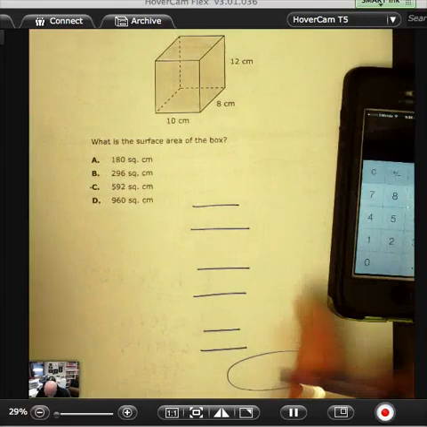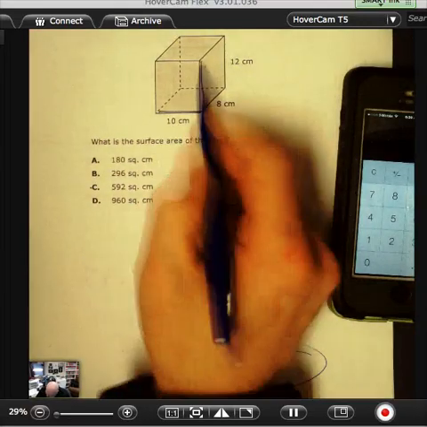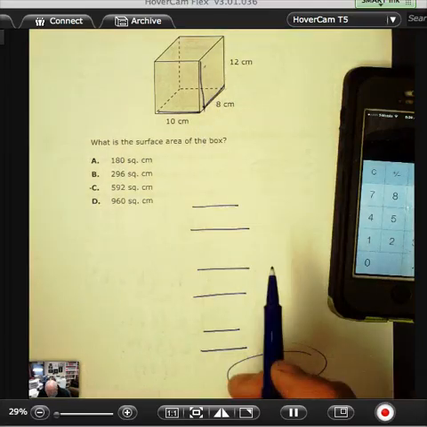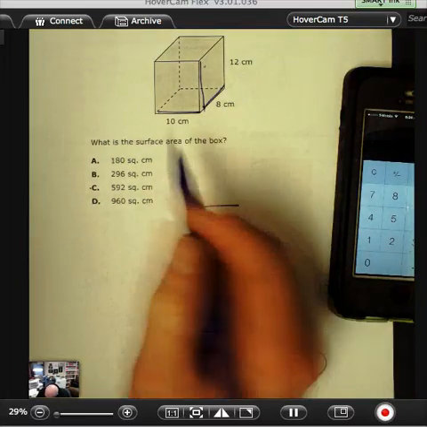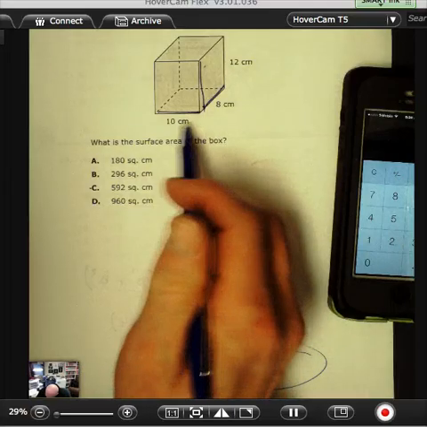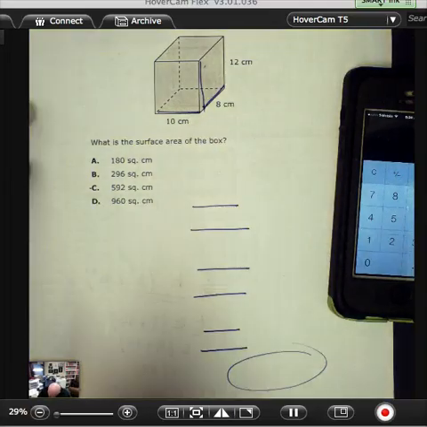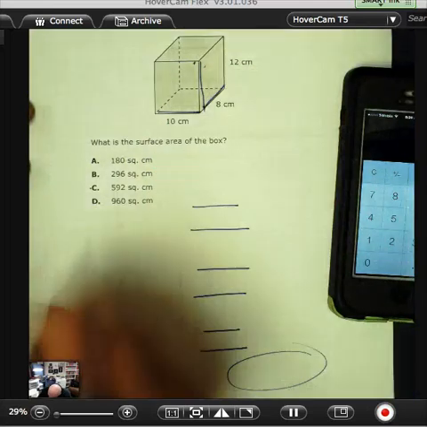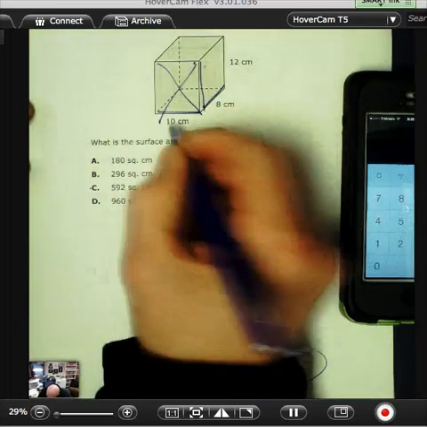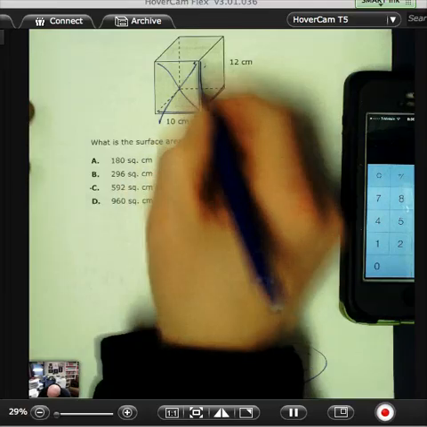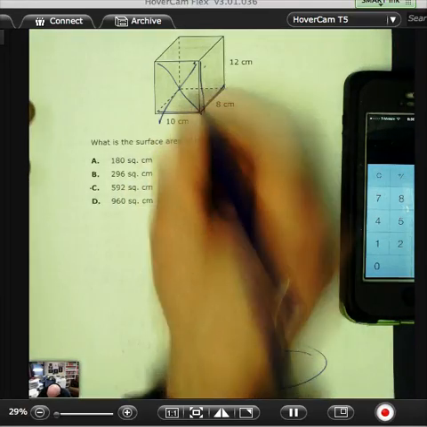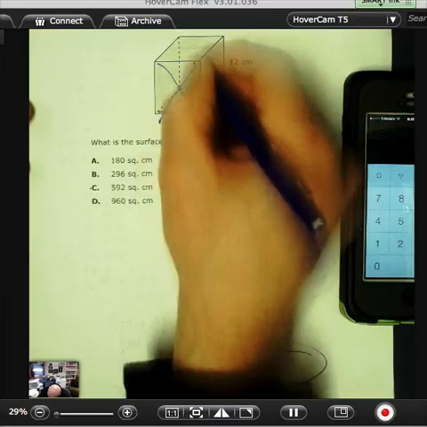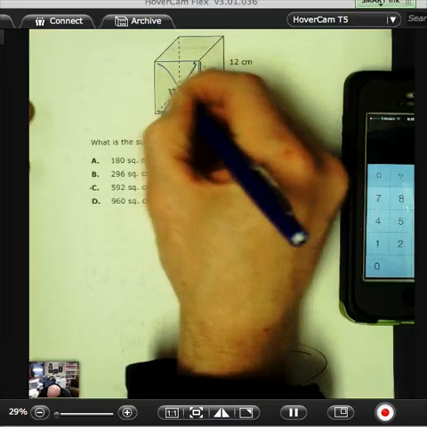This one here, we have to find the surface area of this rectangular prism. We've got measurements of 10, 8, and 12. My little trick is to go ahead and put down the 6 faces and then add them all up. So we'll find the area of this face first. That would be 10 wide and 12 high, so 10 times 12. This is going to be 120 here.